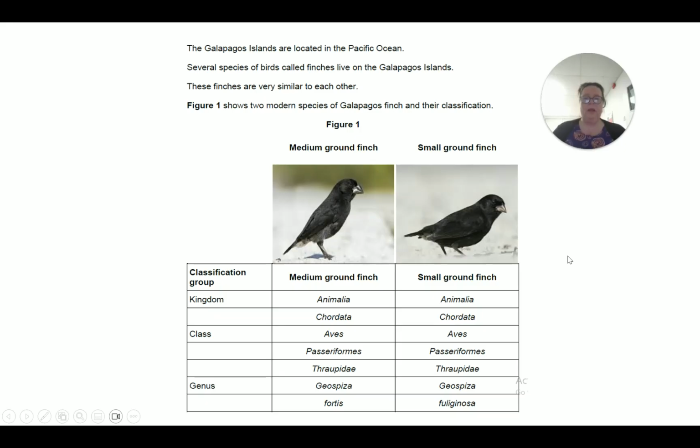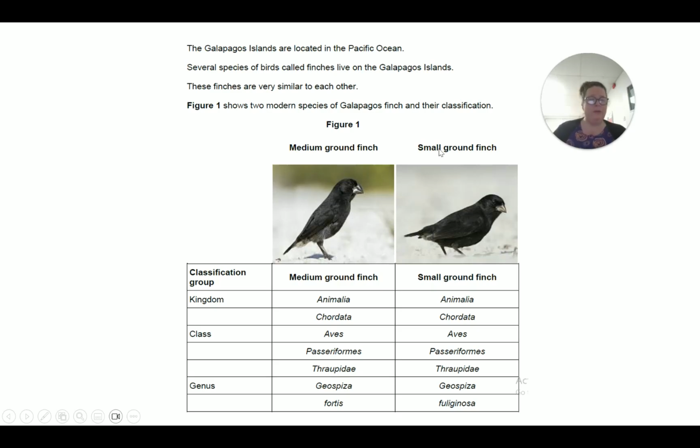Right, here we go. Exam question. A lot of information. Let's have a look. So, Galapagos Islands are located in the Pacific Ocean. Several species of birds called finches live in the Galapagos Islands. These finches are very similar to each other. This is two types of modern finch. We've got the medium ground finch and the small ground finch.